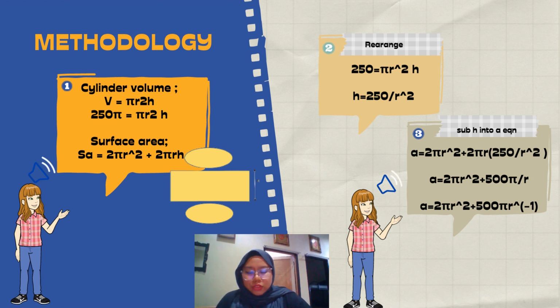Now we are dealing with two equations. We need to rearrange one of the equations to eliminate one of the variables. We are going to use the volume equation and make h the subject. So h equals 250 over r squared, and we can cancel the pi. Since we have h, we can substitute h into the area equation. You can see the detailed calculation on the slide, and the final answer is A equal to 2 pi r squared plus 500 pi r to the power of negative 1.